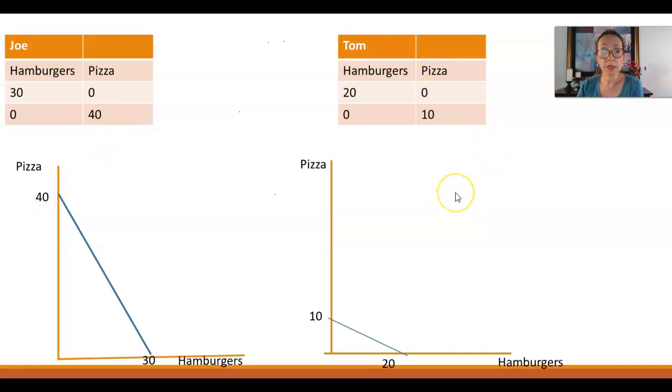When we look at Tom's production possibilities, Tom can produce 20 hamburgers and 0 pizzas. If we put hamburgers on the x-axis, one intercept would be here at 20, or he can produce 0 hamburgers and 10 pizzas. And we would indicate this: 0 hamburgers and 10 pizzas. So these graphs show that Joe has a clear absolute advantage, but we want to find out the comparative advantage. Who has the least opportunity cost in the production of hamburgers and pizza?